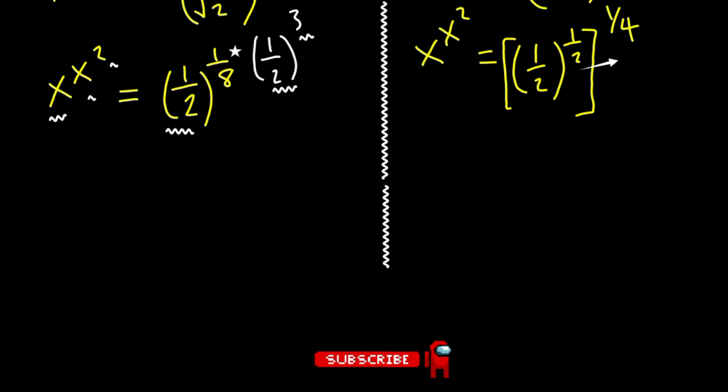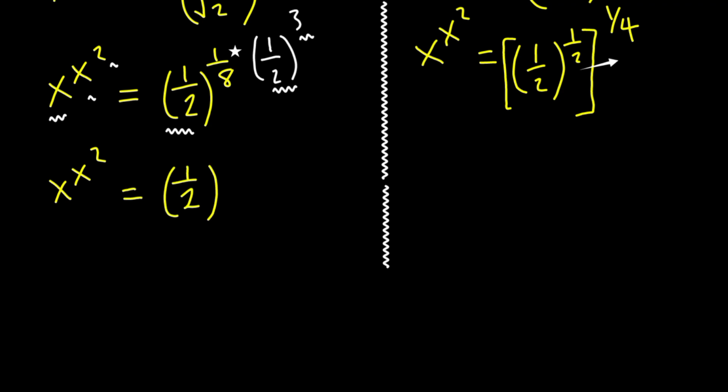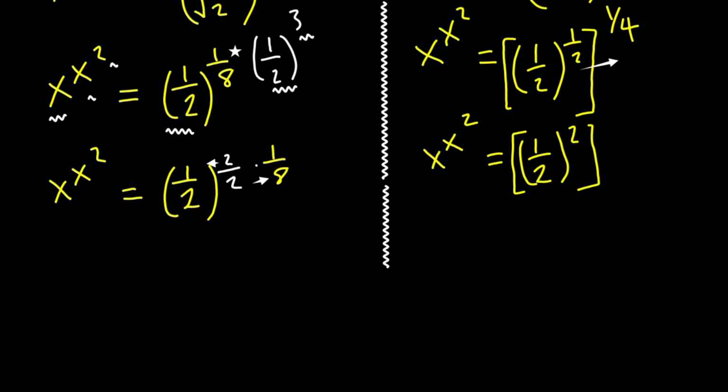So the brilliant thing we're going to be doing is that we're going to be manipulating the power of 1 over 8. So multiply the power of 1 over 8 by 2 over 2. And then when we do that, we're going to have x to the power of 2, and that will give us 1 over 2 all squared, then to the power of 1 over 16.